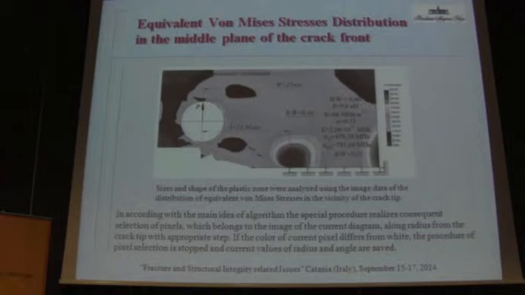Size and shape of plastic zones are analyzed using the image data of the distribution of equivalent von Mises stresses in the vicinity of the crack tip. And according to the main idea of the algorithm, the special procedure realizes consequent selection of pixels which belong to the image of the contour diagram along the radius from the crack tip with the appropriate step. If the color of the current pixel differs from white, the procedure of pixel selection is stopped and current values of radius and angle are saved.